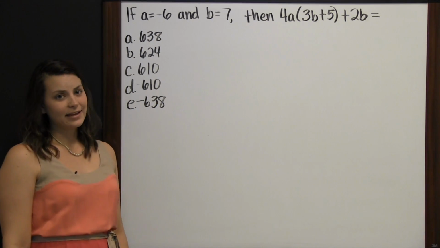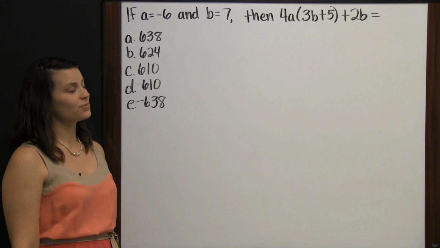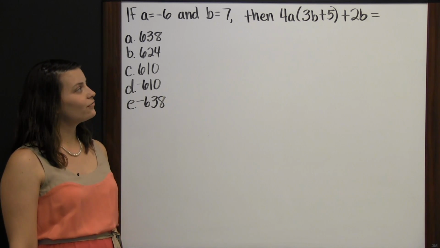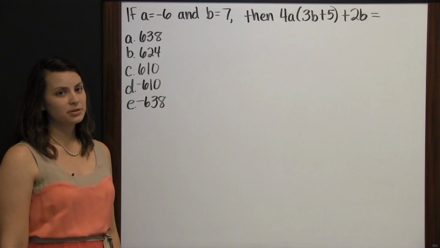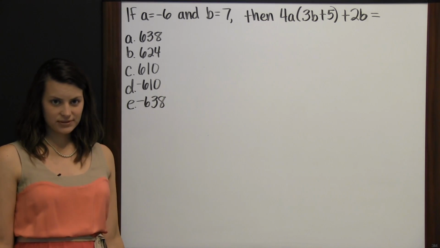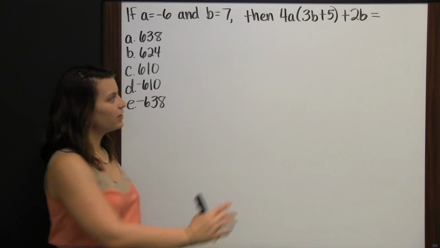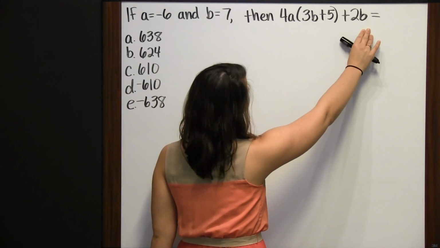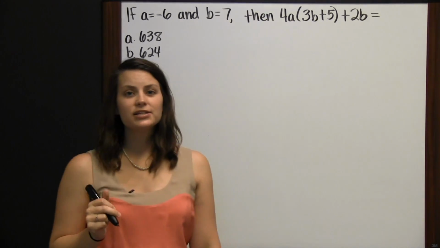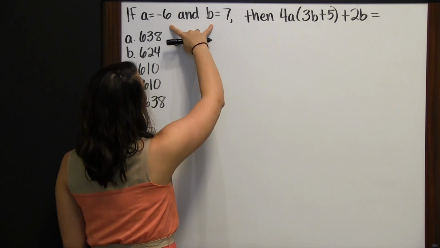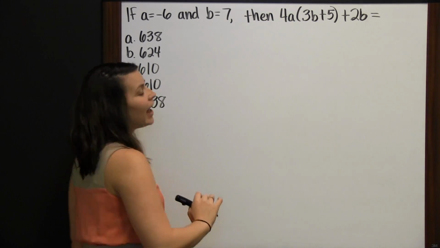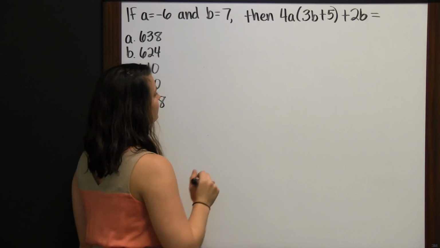If A equals negative 6 and B equals 7, then 4A times the quantity 3B plus 5 plus 2B equals, if we want to find the value of this expression, then the first thing we need to do is substitute negative 6 and 7 for A and B respectively.